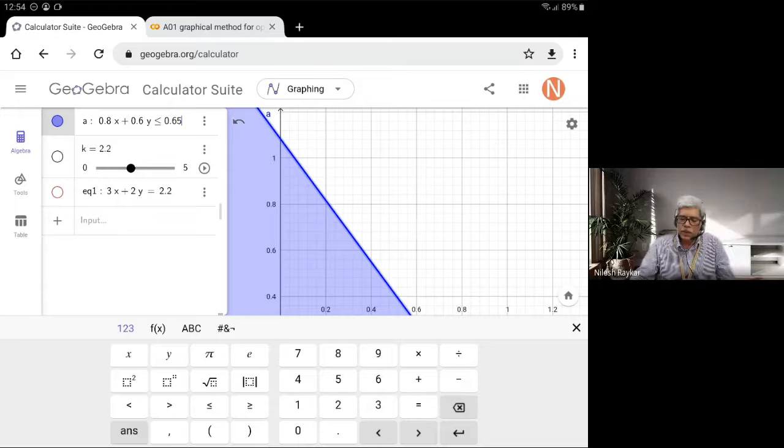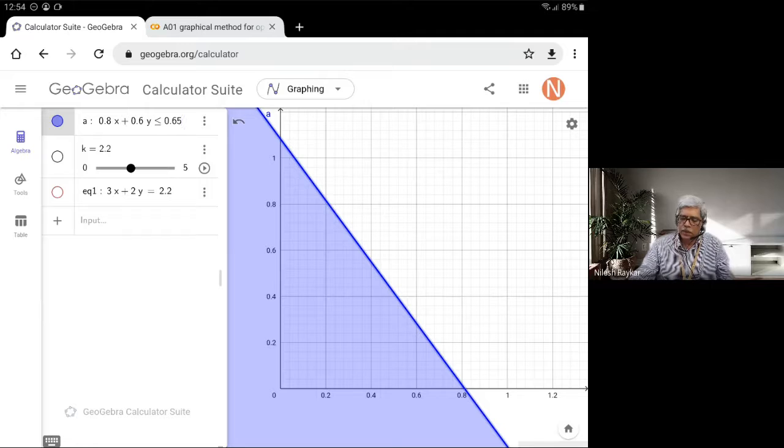So 0.8x plus 0.6y, where x is x1 and y is x2, should be greater than or equal to 0.65. Instead of greater than or equal to, I just made it less than or equal to, so that the region becomes shaded. In that shaded region, our solution doesn't lie. Whatever you see as the blue colored zone is the non-feasible zone. So the white zone is the feasible.